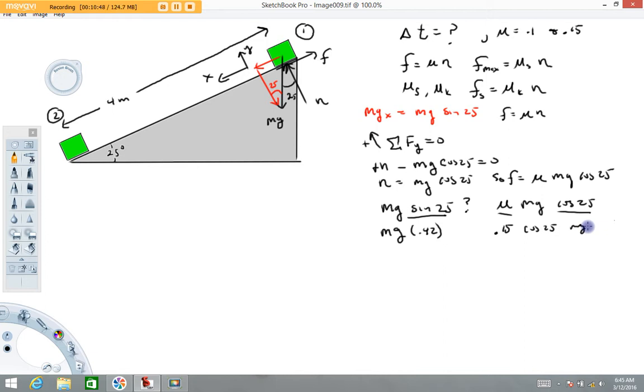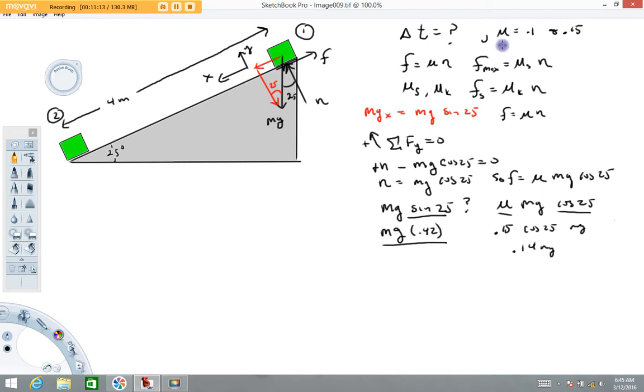And I get 0.13 out of this. It's this right-hand side. I end up with 0.14 mg. So when I compare 0.42 mg to 0.14 mg, this one obviously is bigger. So in my picture, that means this force component is actually larger than that frictional force. That guarantees this thing is going to start sliding down the incline.